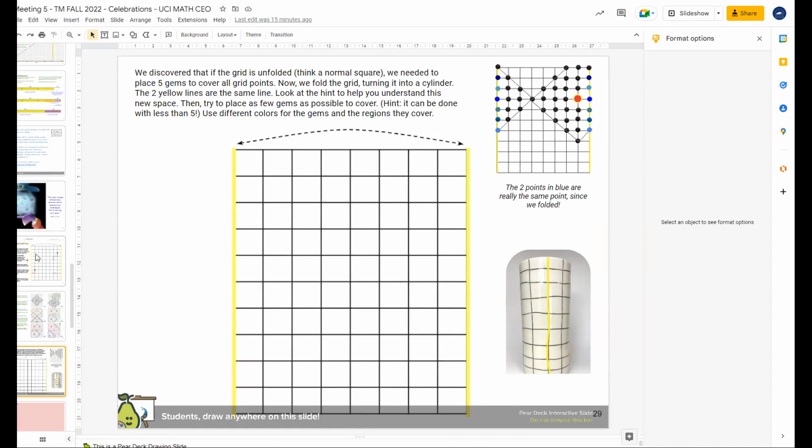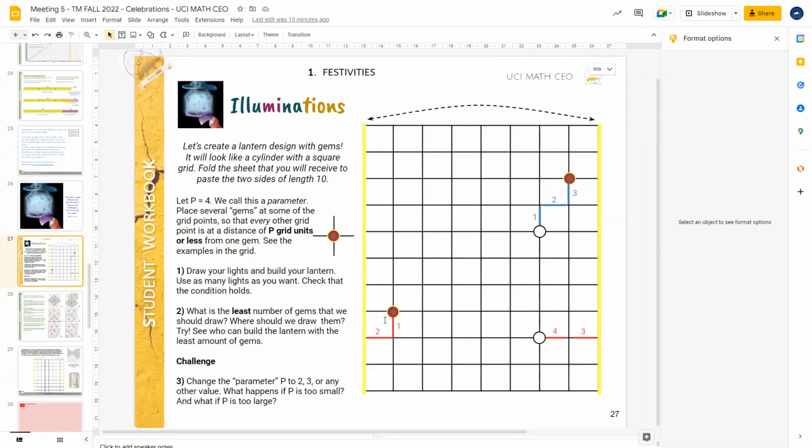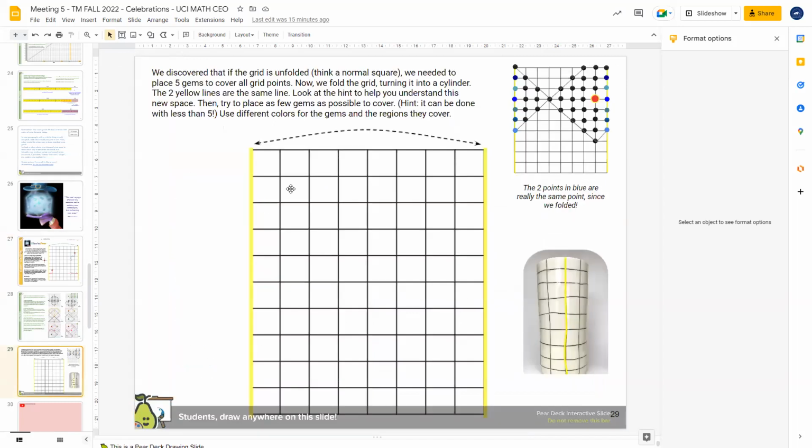Let's take a quick look here, right? So this, yeah, it's totally open. Hopefully in the pair deck, you can do better than 5. And the hint is that it can actually be done with less than 5. I use different colors for the gems and the regions they cover. But let's look at the example here, just to see how it works.